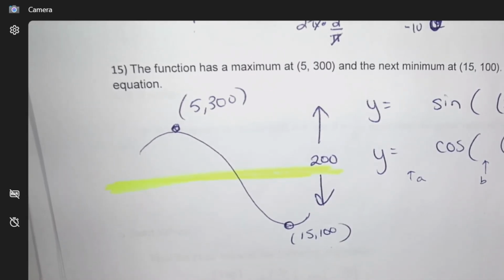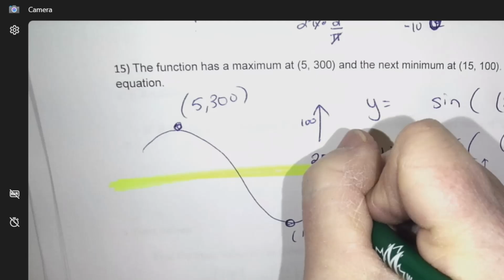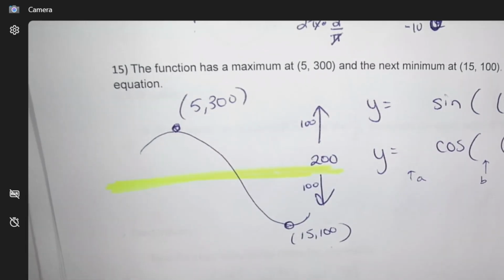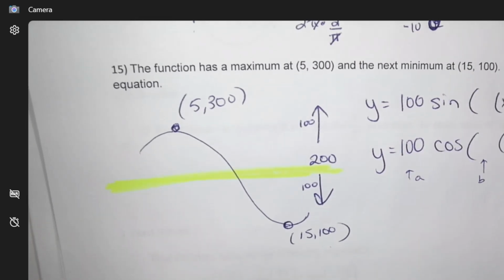Okay, next thing I do is this. How much have I amplitude? That's the word, remember that? So how much do we have to go above it and below it? That's an amplitude. So we need to fluctuate by 100 above, 100 below, right? So that is my stretch, my A.